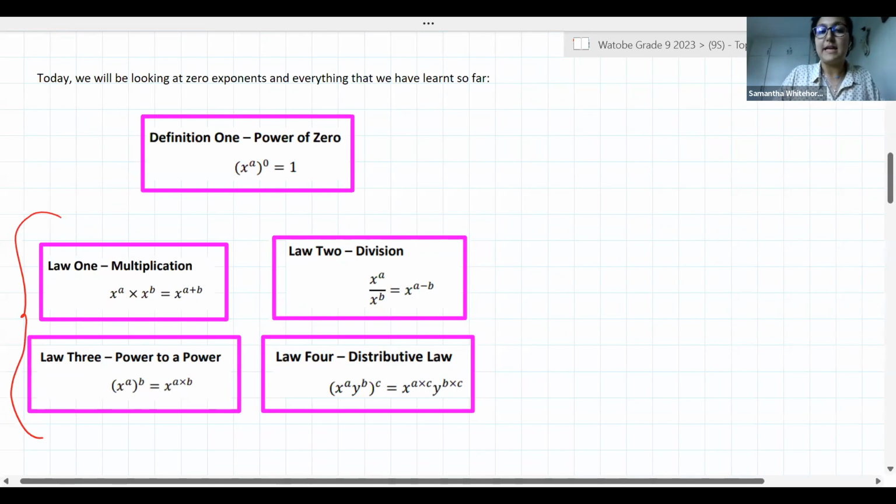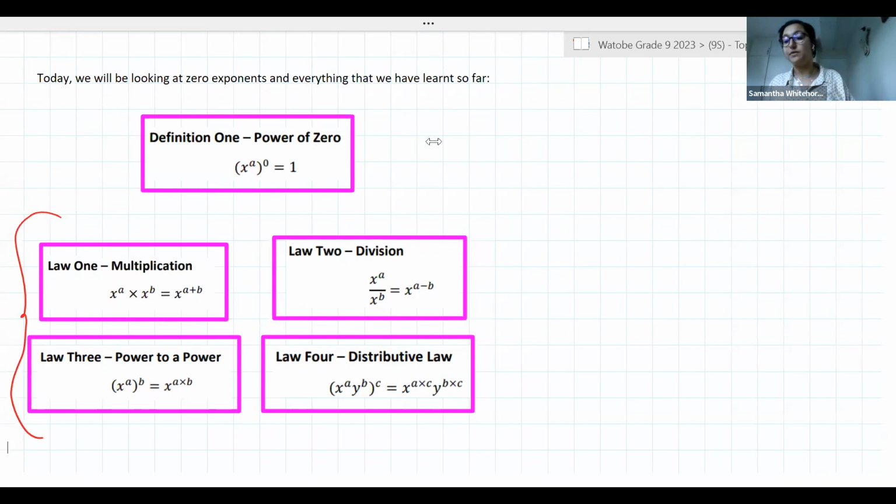What we're going to do today is this first definition of exponents, which is the power of 0. Now, the reason it's a definition is because it comes from one of our laws. It's not a law by itself. We get this definition by applying one of our laws. And so it's not a whole new thing that we have come up with. It's just an extension of one of our laws.